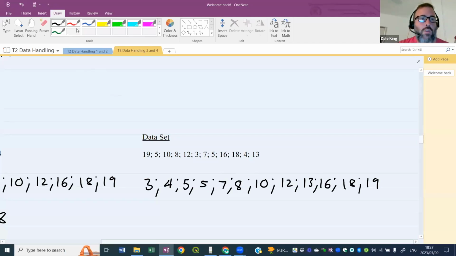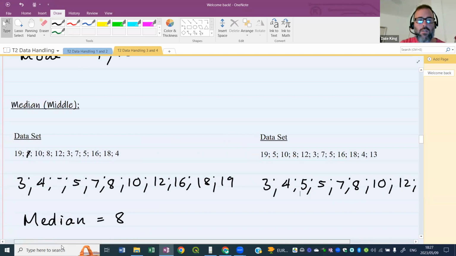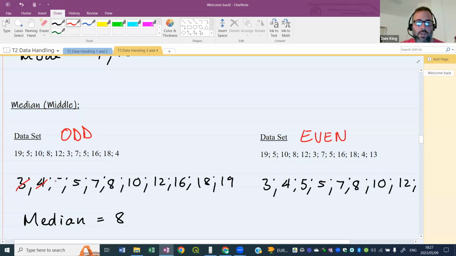Now, why have I done this? Because when you have an extra number, I'll go back to the original over here. We've got the two data sets next to each other. The difference between these two data sets is an extra number, which means the data set on the left has an odd number of numbers in it, and the data set on the right has an even number of numbers in it. So this is the difference between when you have an odd and an even, all right? So on the left-hand side, we would have crossed out everything except for the 8 and found that the 8 is the median in the middle.